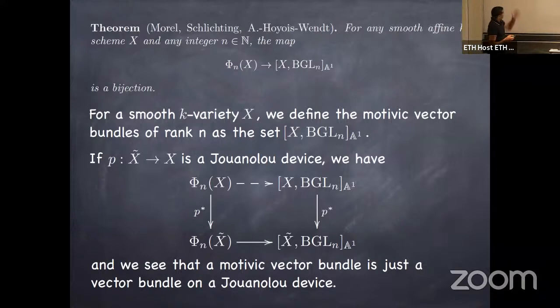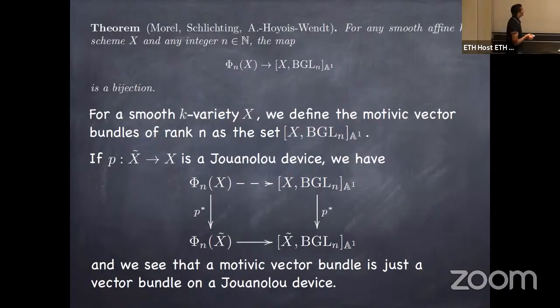So the theorem that allows us to analyze vector bundles in this context was established by Morel with various hypotheses in place on K and N, and generalized by Marco Schlichting and then by myself, Mark Oiwa, and Matthias Wendt. And the answer is that the isomorphism classes of rank n vector bundles on a smooth affine variety are the same thing as A1 homotopy classes of maps from X to BGLN.